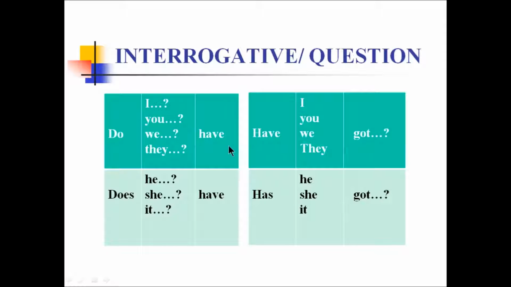For have got, you use have plus the subject: I, you, we, they, and then got. For example, have I got something in your bag? Have you got something in your bag? Have we got something in our bag, or have they got something in their bag? For the third person singular, you use he, she, or it. Has she, has he, or has it got something? Has she got a dinner? That's it.